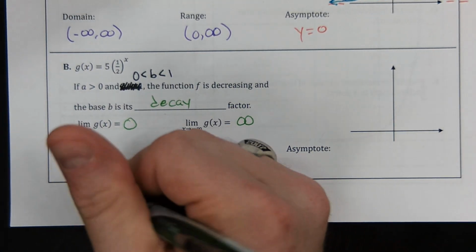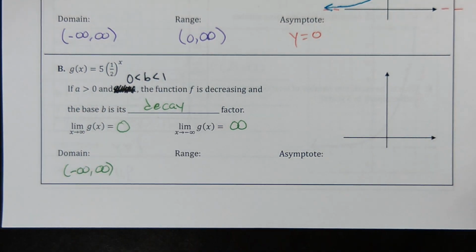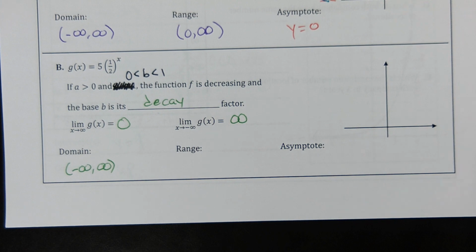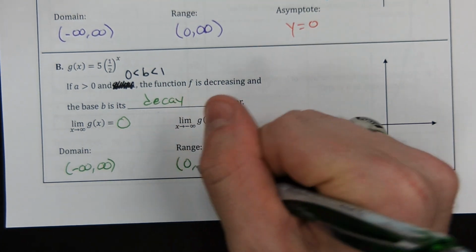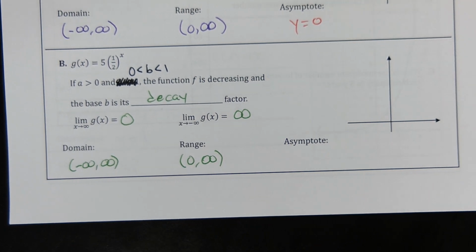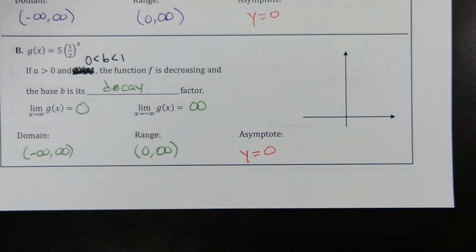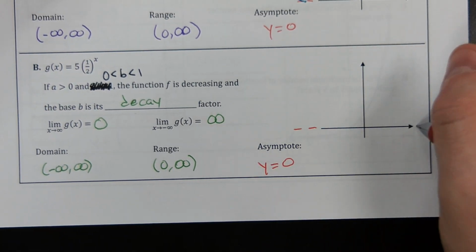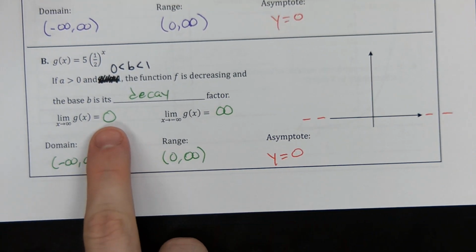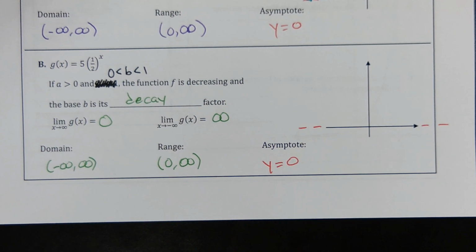So domain, like all exponentials, is all real numbers. Range, like all exponential growth and decay functions, is all positive numbers, 0 to infinity. Of course, a vertical shift would change that range, but that would no longer be called a growth or decay function. And your asymptote, because it is a growth or decay function, has not been affected. It is the x-axis, y equals 0. This says get close to 0 to the right, shoot up to the left.